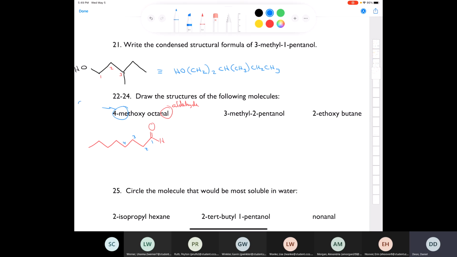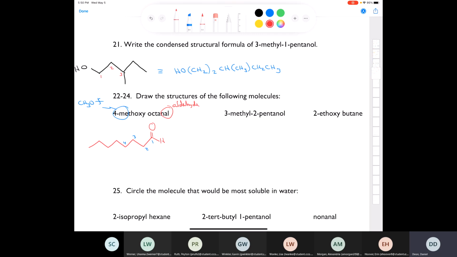What's a methoxy group? It's when you have a methyl and an oxygen, right? We have methoxy, ethoxy, propoxy, isopropoxy, tert-butoxy, and so on. And so if we have a methoxy, on that fourth carbon, we have the oxygen, and then we have a methyl group attached to it like that. Now, I don't like to mix condensed structures with bond line structures too much, so we'll draw it like that. That would be 4-methoxy-octanol.